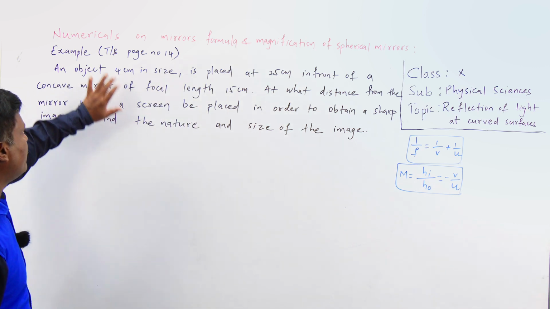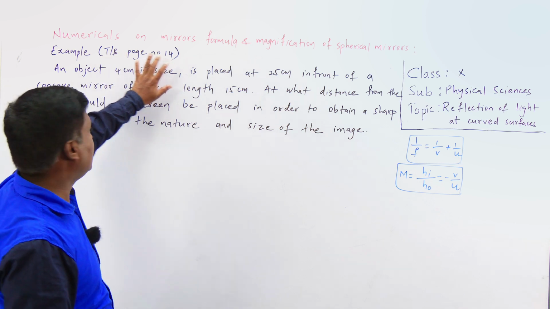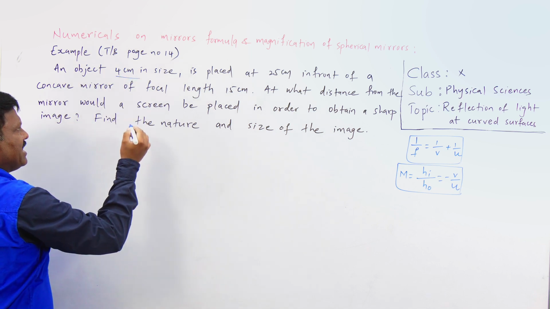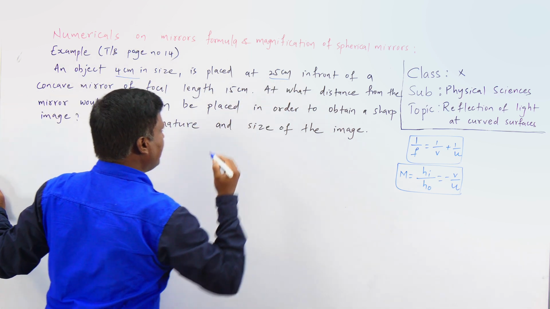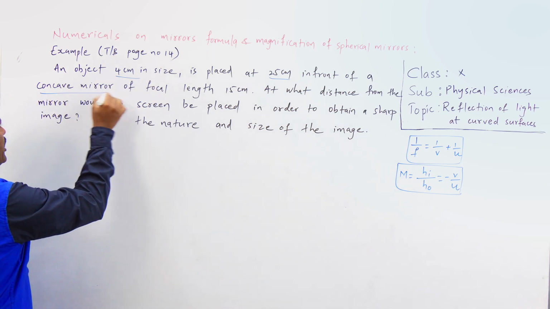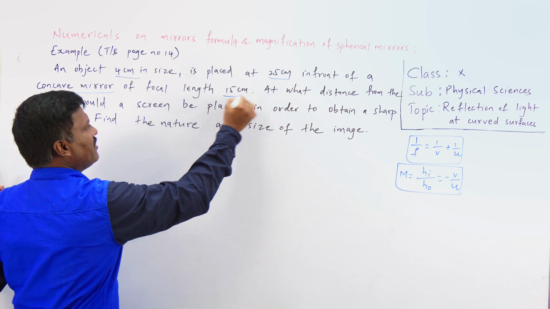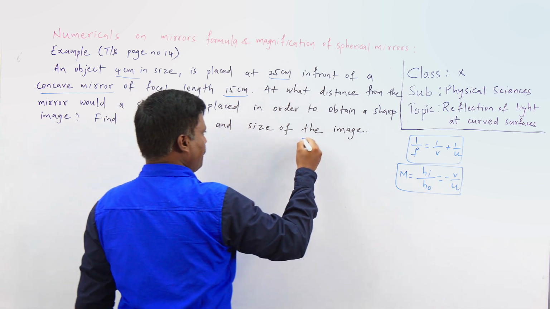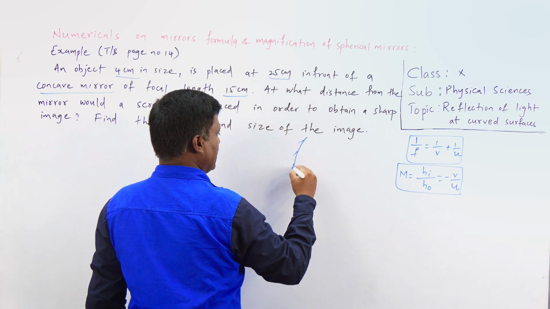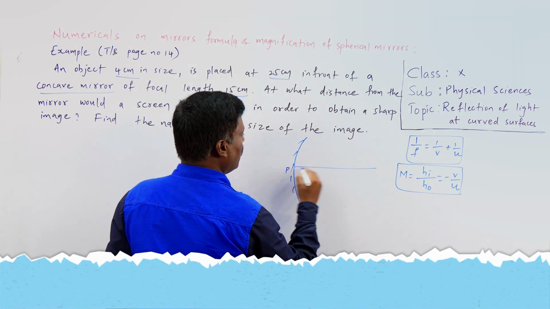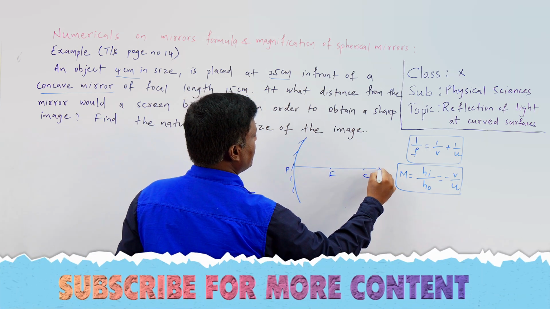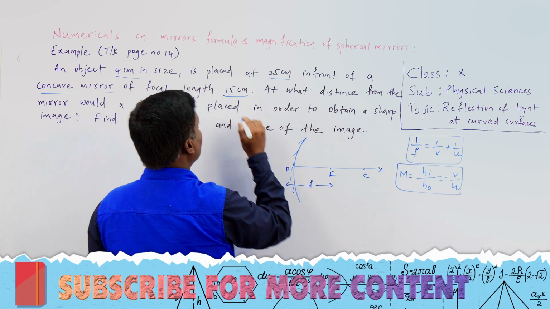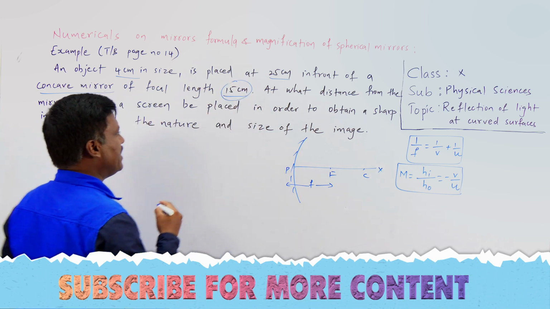See, this is a problem which we have in the textbook, page number 14. This is an example problem. An object is 4 centimeters in size, placed at 25 centimeters in front of a concave mirror of focal length 15 centimeters. First we have to draw the ray diagram. This is a concave mirror: pole, focus, center of the curvature. The distance between pole and focus is called focal length. What focal length is given? Focal length is 15 centimeters.